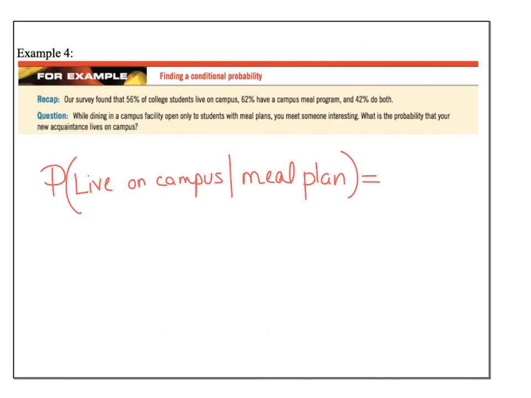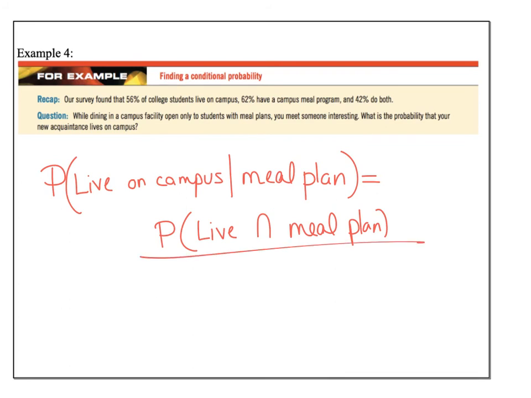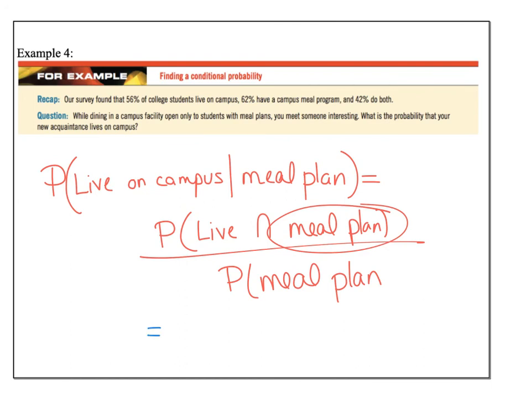So what is this equal to? Probability that you live on campus intersected, using my formula, with the meal plan divided by probability of the second one, okay? This one here, probability of meal plan. You don't have to memorize this formula, but you do need to get in the habit of having that formula sheet next to you. Okay, so what is that? Probability of the intersection is 0.42 divided by probability of a meal plan. What are all my ones with meal plans? Was 0.62. Do the math, that's 0.677.